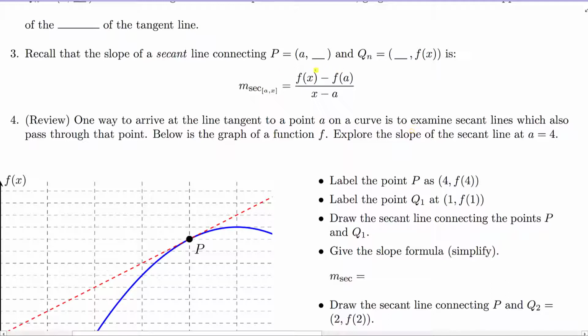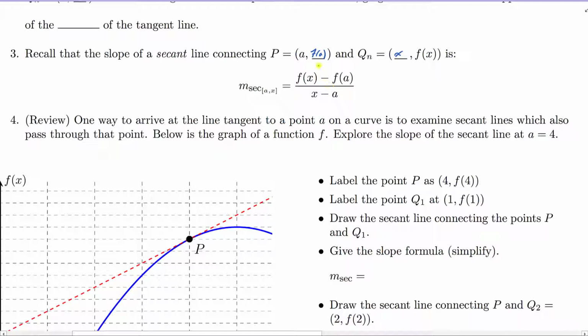And so let's suppose we have 2 points. Let's say we've got a fixed point P, which is going to be at the ordered pair A comma what? Well, if we know what the function is, we can go ahead and find the corresponding y value of that particular x coordinate A by plugging A into the function. Likewise, we could take any old Q value, let's say that it's at the ordered pair x comma f of x.